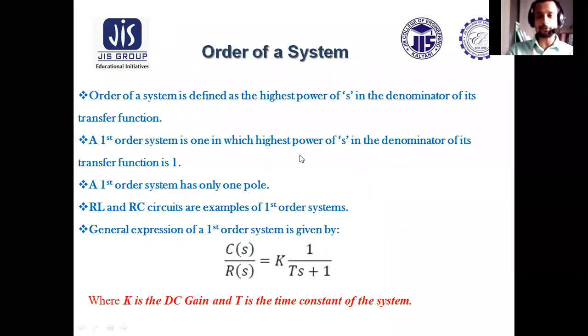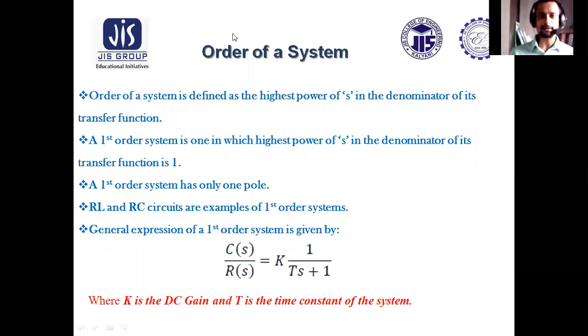Now, what is the order of a system? Order of a system could be defined as the highest power of s in the denominator of its transfer function. As we have already discussed, the control system analysis could be done in terms of a transfer function based approach. So this is the transfer function of a control system. Now for this control system, what is the highest power of s in the denominator of this transfer function?